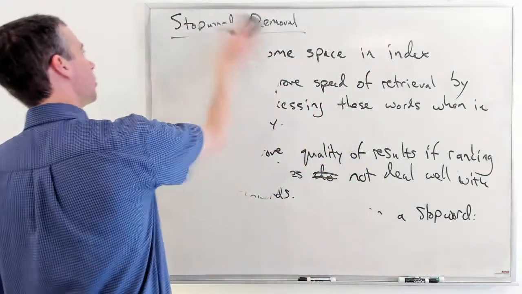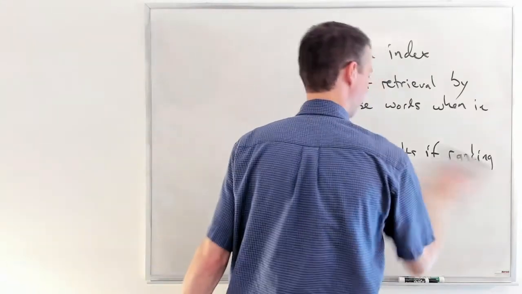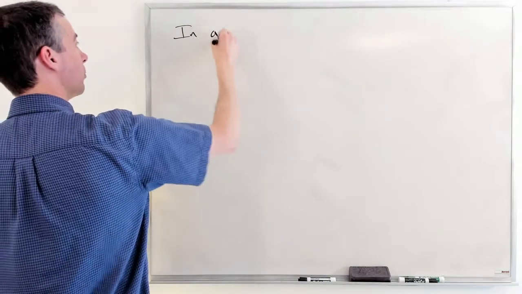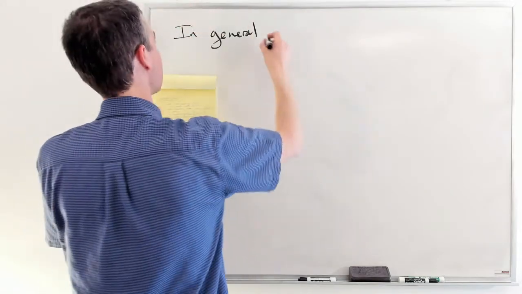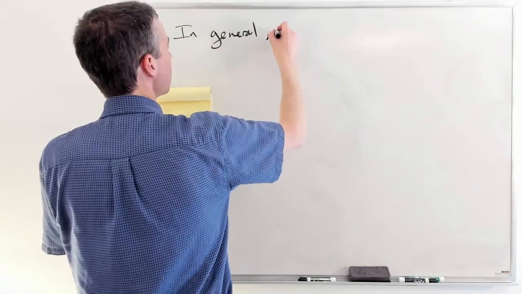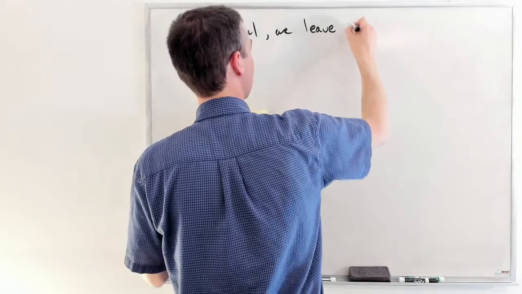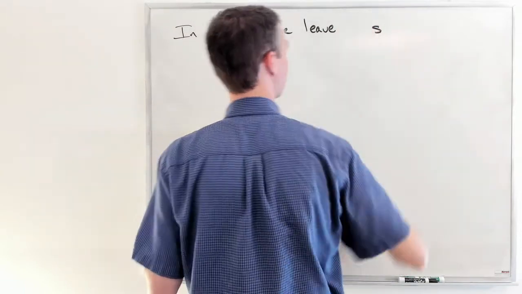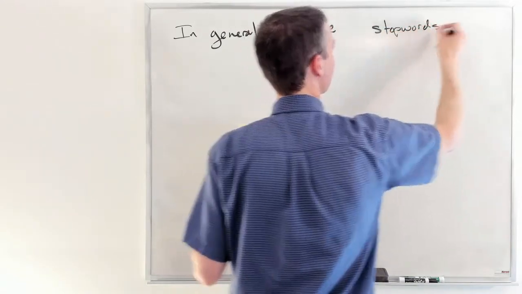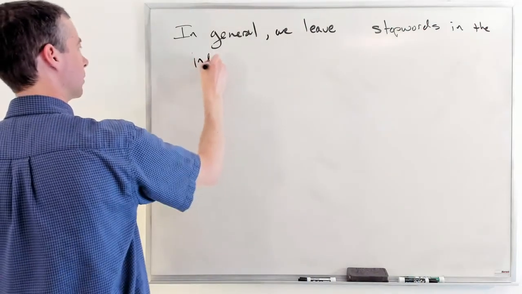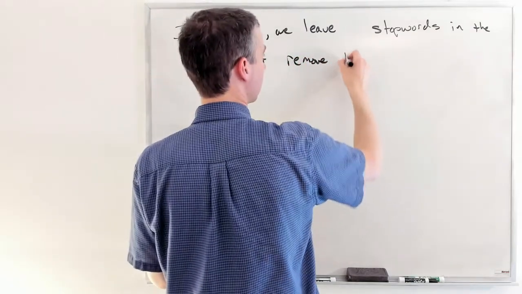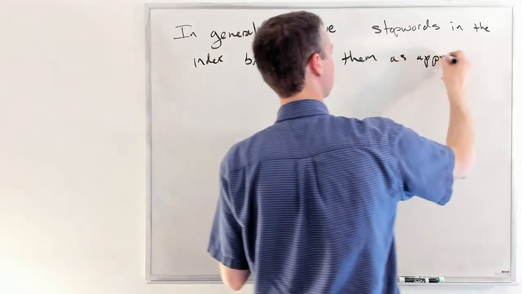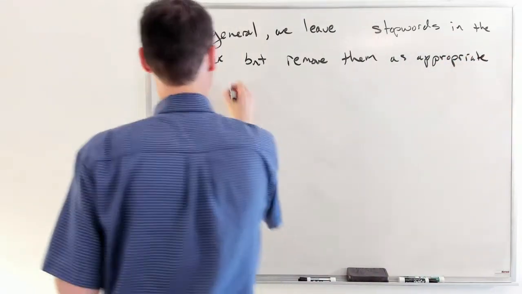So what do we really do in practice? Do we remove stop words, not remove stop words? Well, in general, it seems that what we can do, because space for the index and disk space is not really that big of an issue, we have such large storage space on hard drives now. So in general, we leave stop words in the index, but remove them as appropriate from the query.